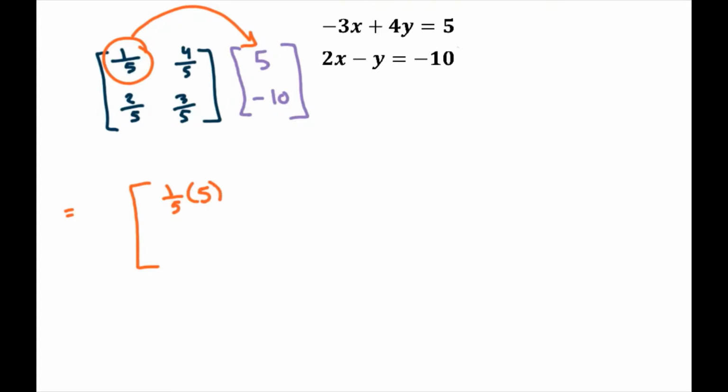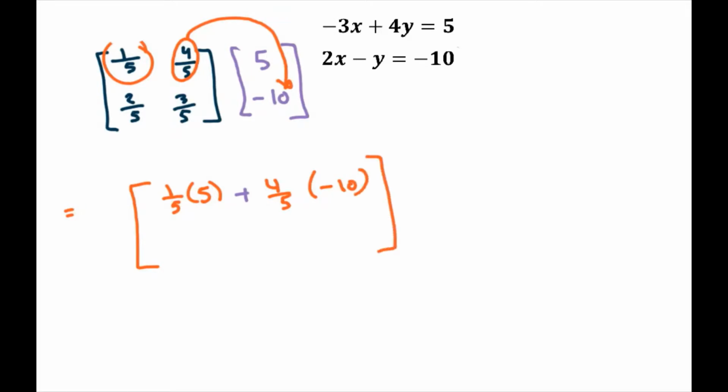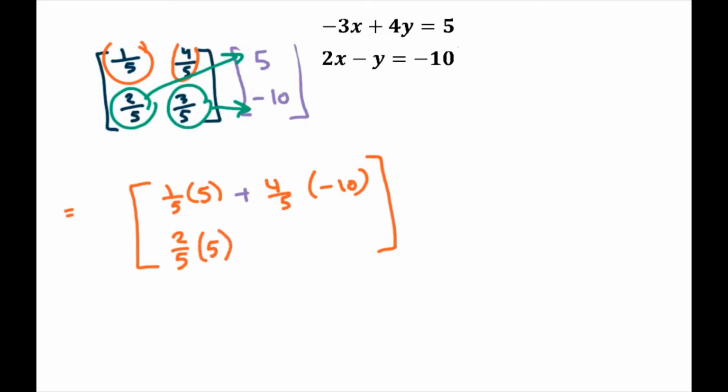That's going to be equal to, first row with the column is going to be 1 over 5 times 5, plus 4 over 5 times -10. Same with the second. Next will be this multiplied by 5, and this multiplied by -10. So it will be 2 over 5 multiplied by 5 plus 3 over 5 multiplied by -10.